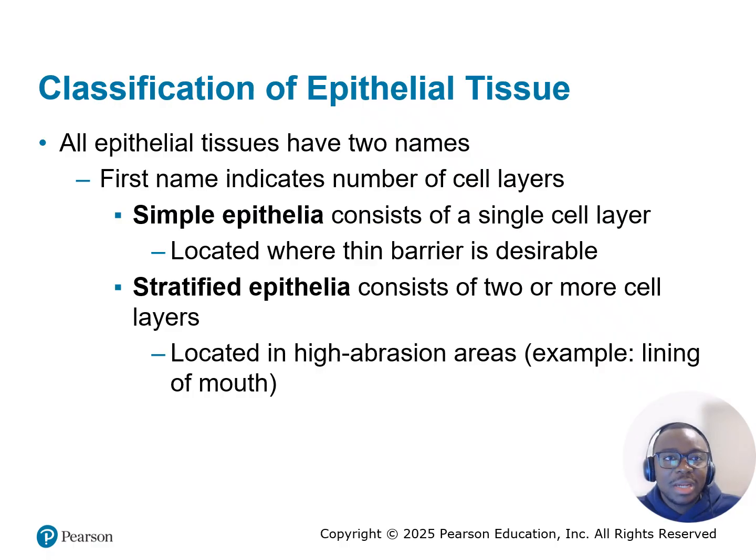How are epithelial tissues classified? All epithelial tissues have 2 names. The first name indicates the number of cell layers and can be divided into simple or stratified epithelia. Simple epithelia consist of a single cell layer. Stratified epithelia consist of 2 or more cell layers.